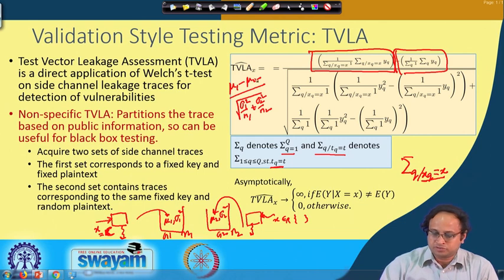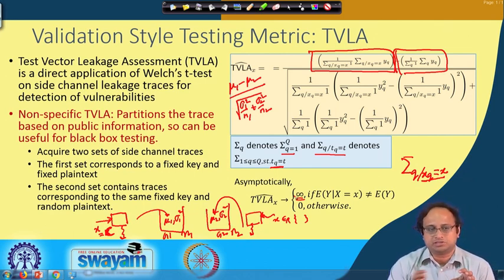So you can observe that if I take a lot of such cases, that is, if I asymptotically vary this, then if these two means are different, the TVLA will take a very large value. Therefore, with a large number of observations, the TVLA will get higher and higher. Whereas if the two statistical distributions have similar means, then I expect to get a TVLA value which is close to 0.